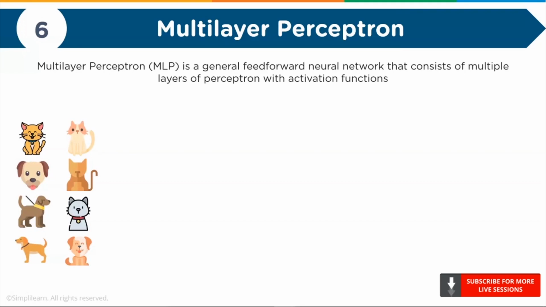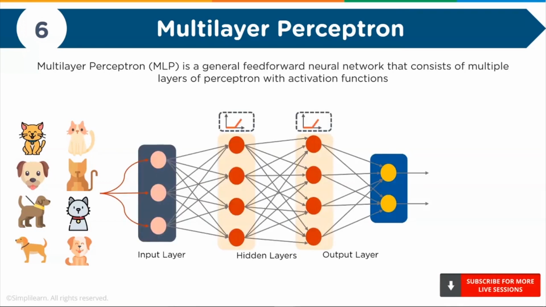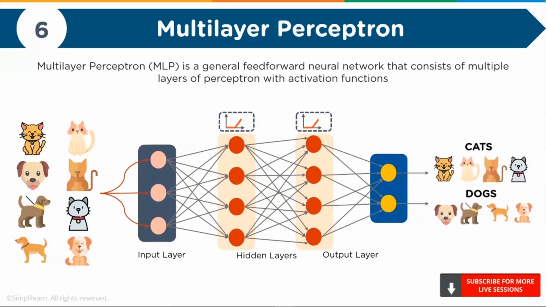Here, you can see we have some images of cats and dogs. We are feeding these images to a multi-layer perceptron along with suitable activation functions to classify the images of cats and dogs.